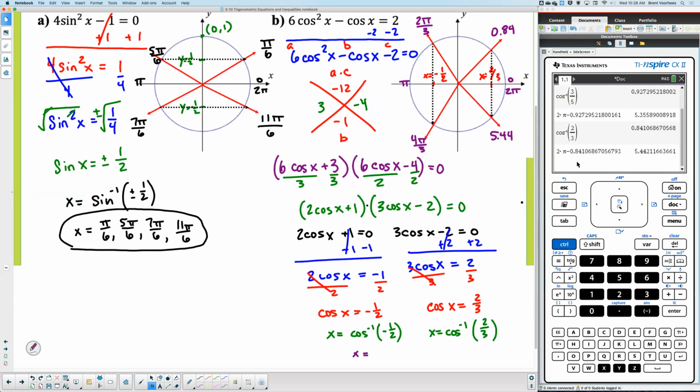So writing them in order, I would have 0.84, which is not a requirement, then 2 pi over 3, 4 pi over 3, and finally 5.44. Now, I've shown you 3 different techniques to solve these problems today. If you remember, we first started with the graphing technique. You could graph both sides of the equation and look for intersections. The second was using algebra, and the third was using inverse cosine, or inverse trigonometry, I should say.